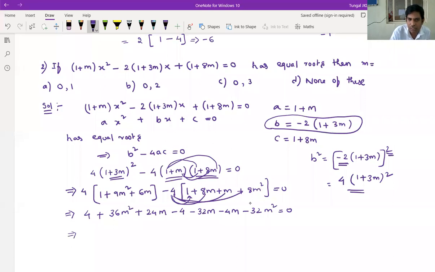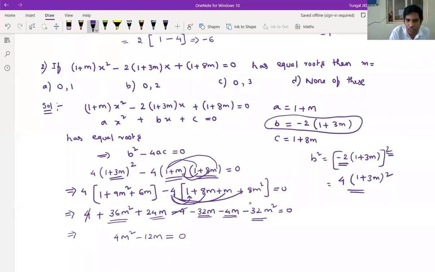Now simplify the total equation. Here 36m square, here 32m square. 36m square minus 32m square, what will we get? 4m square. Next, 24m minus 32m nothing but minus 8m. Minus 8m minus 4m, what will we get? Minus 12m. Next, observe the constants. Here plus 4 minus 4 cancel. Then we get is equal to 0. There is no constant. The constants get cancelled, right?